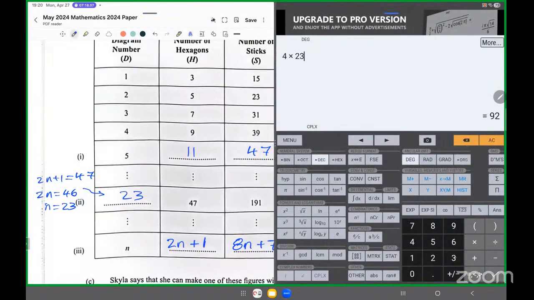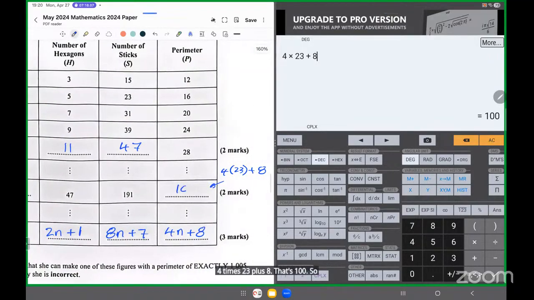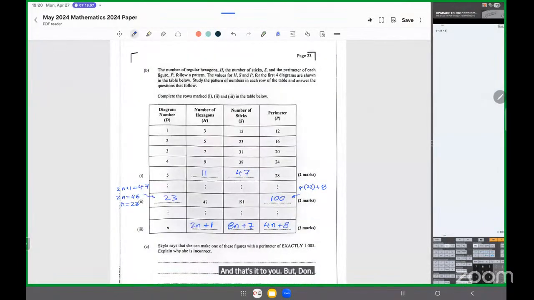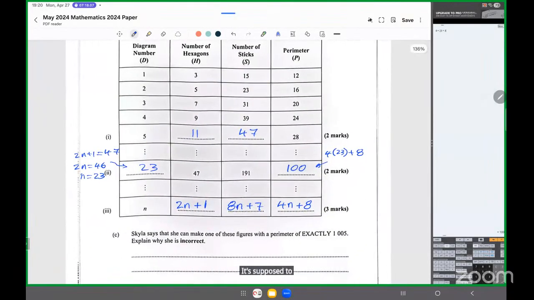4 times 23 plus 8. That's 100. So this is 100 flat. And that's it. The table is done. Easy like this. It's supposed to be the quickest question in the exam.